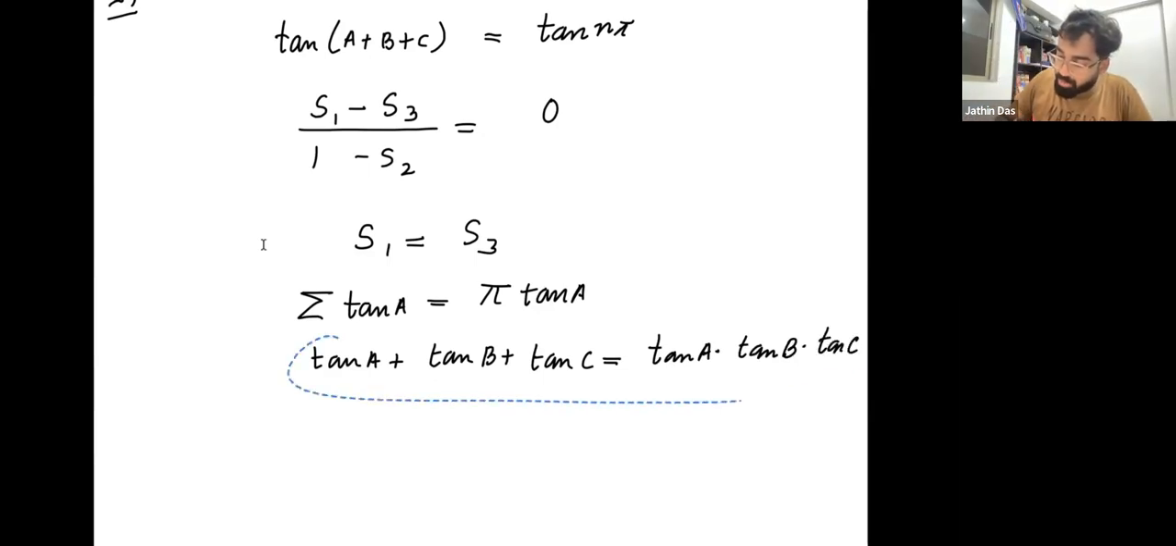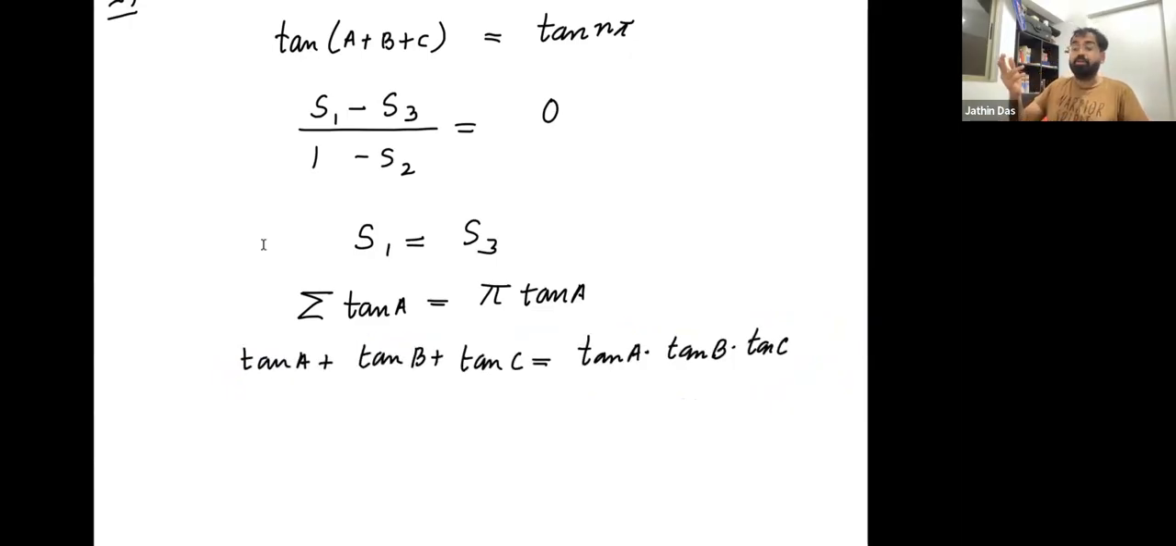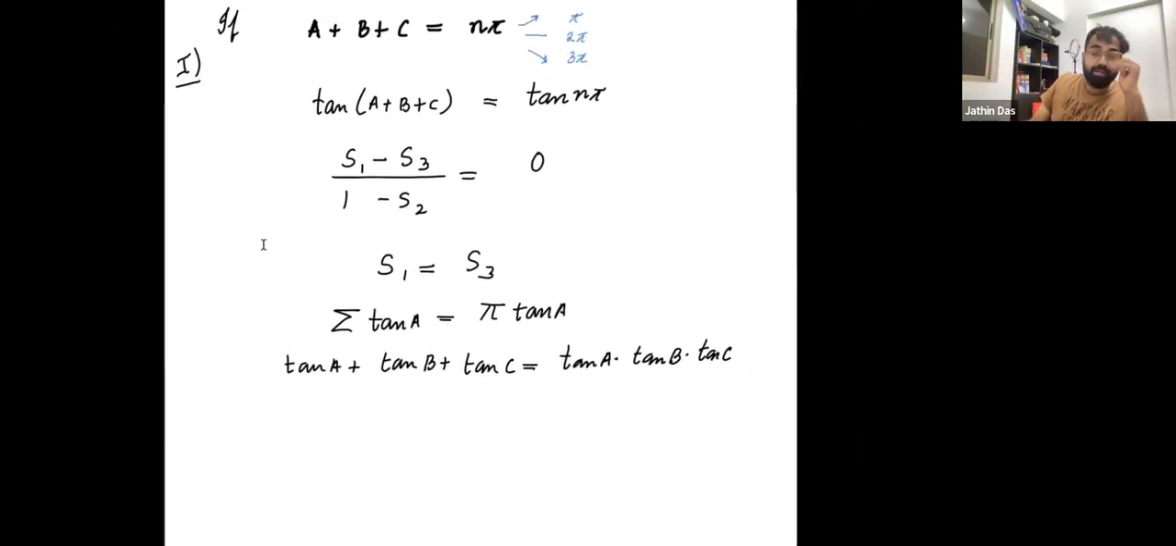Solutions of triangle may be very useful, because there A plus B plus C is always 180. So sum of tans is equal to product of tans if A plus B plus C is n pi. Even the converse is true. Okay.